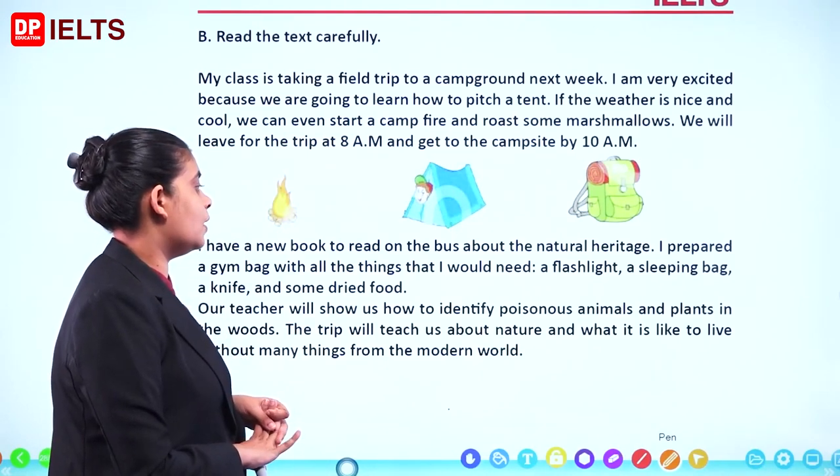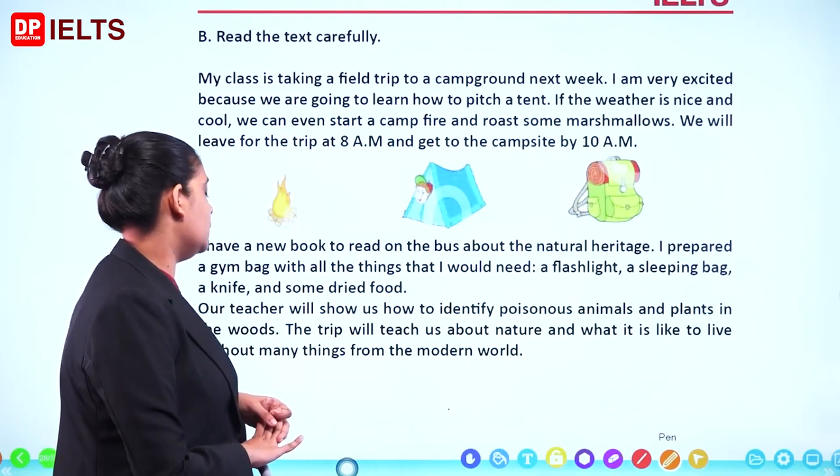The trip will teach us about nature and what it is like to live without many things from the modern world.